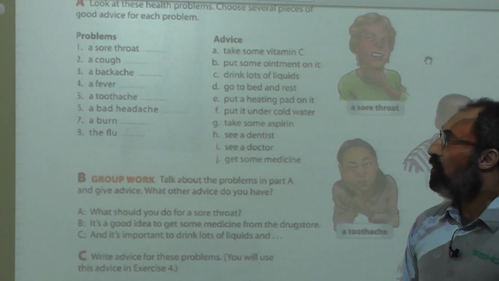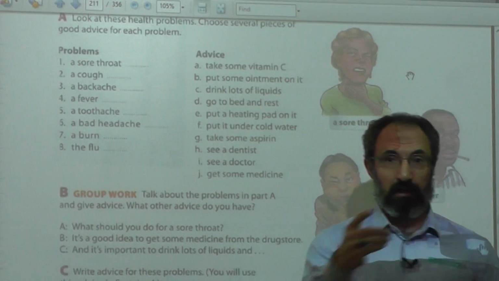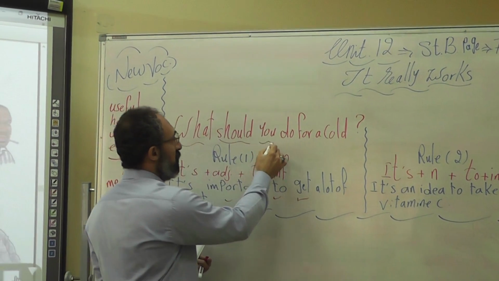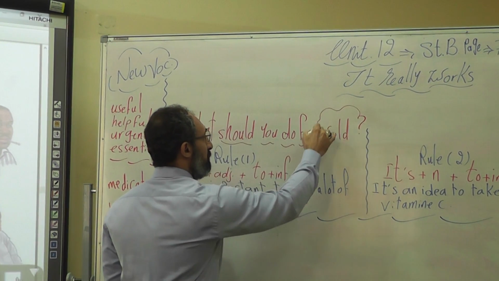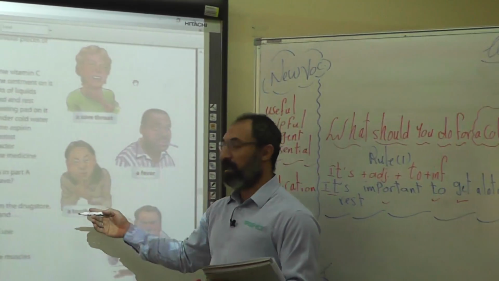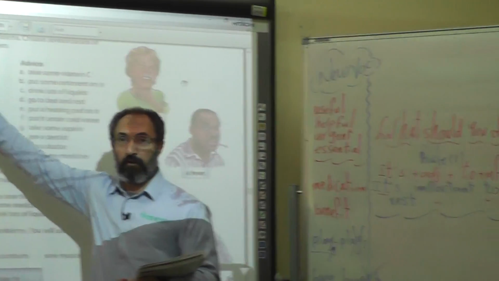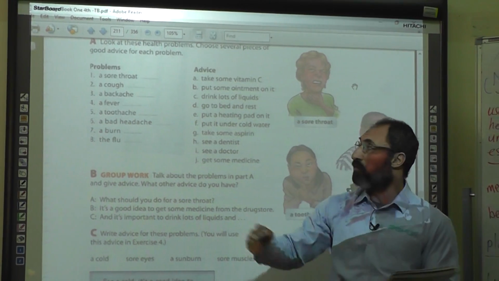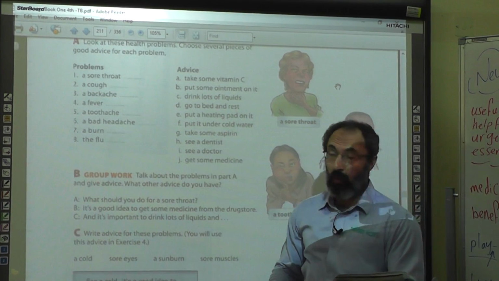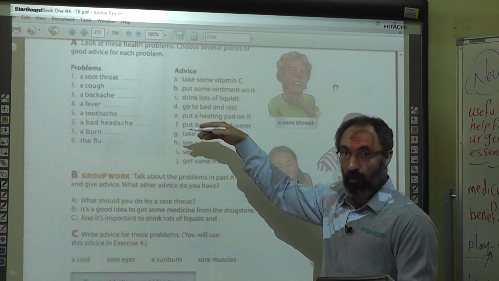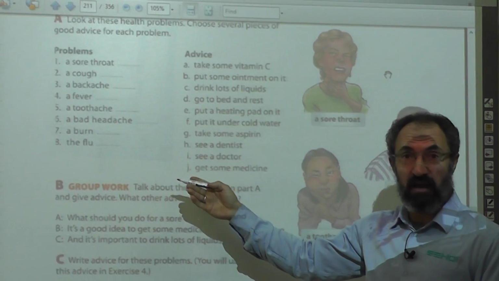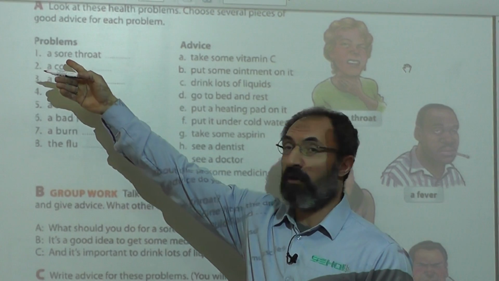For example, what should you do for a sore throat? Look at my main question on the whiteboard. Yes, what should you do for, and here I have to change my health problem. Sometimes it's a cold, some other times it might be a toothache, but here it's a sore throat. So again, what should you do for a sore throat? Here we have some options. So what option should I choose here? So I can say it's J.